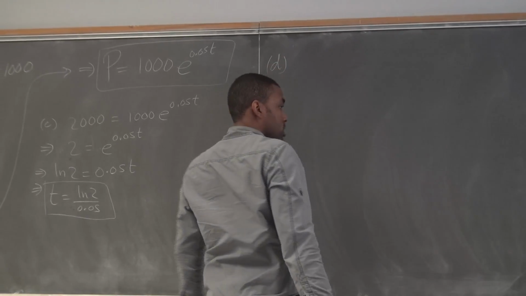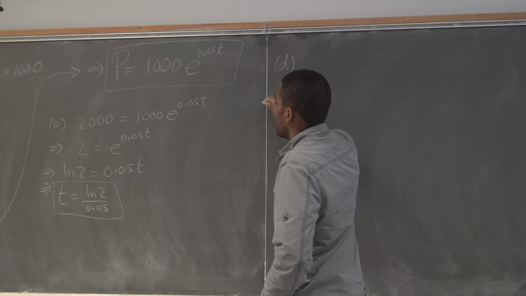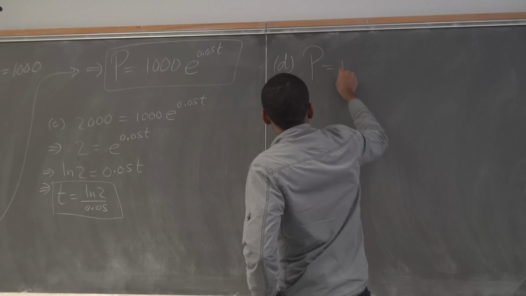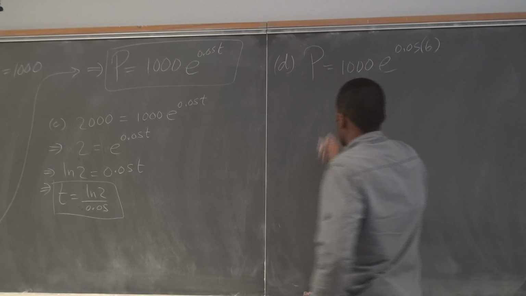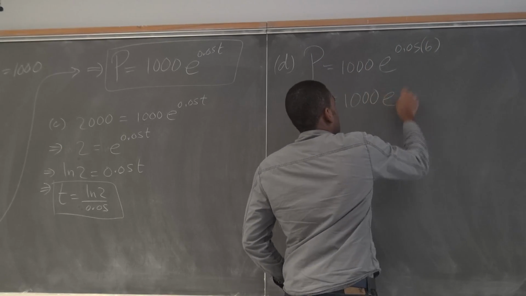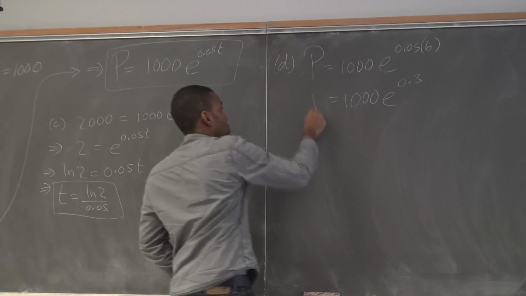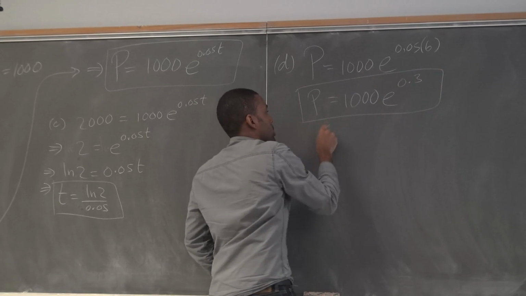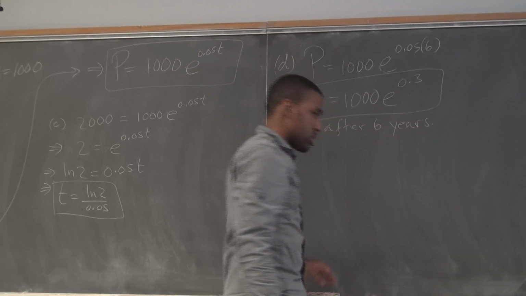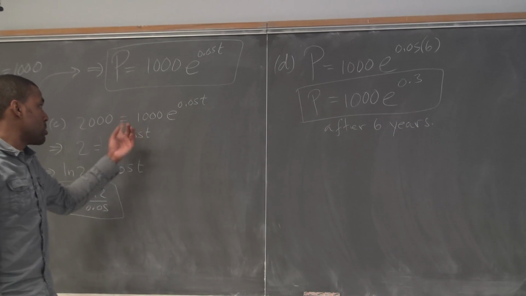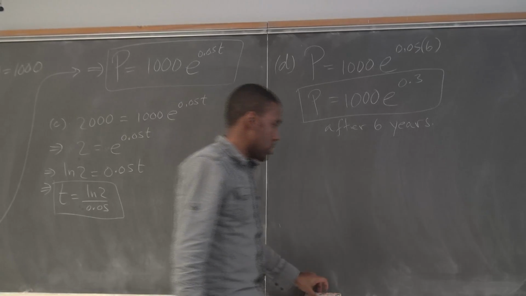How much money will you have after 6 years? So P is equal to 1,000 e to the 0.05 times 6. So that's just 1,000 e to the 0.3. And you can plug that in your calculator and figure out what that is. But for now, that is P after 6 years. So that wasn't so bad. Of course, there are curveballs they could throw at you. They could give t in months, and then you have to watch the units and things like that.